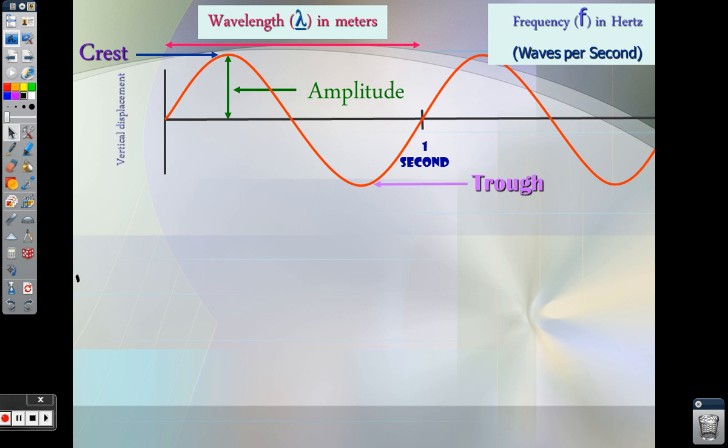The companion to wavelength is frequency. Wavelength is how long the wave is, in meters. Frequency is how many you have per second. Yes, it says waves per second. That wasn't a trick question.